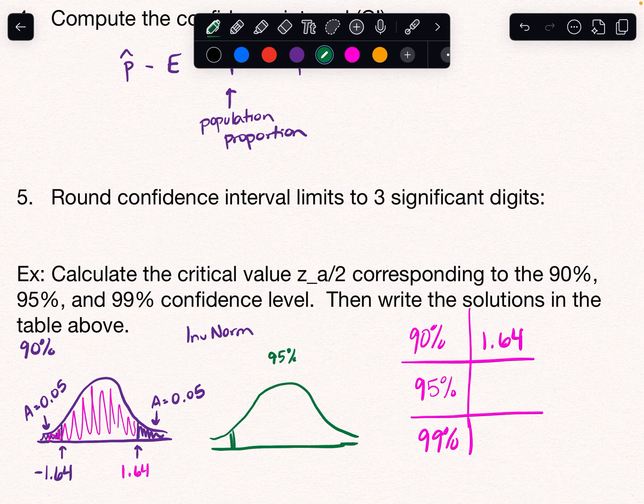So same thing, I have a left tail and I have a right tail. So both areas combined are 5%, but I split them in half because I have 2 tails. So that means this area is 0.025. This area is 0.025. And we want to calculate the z-scores here.